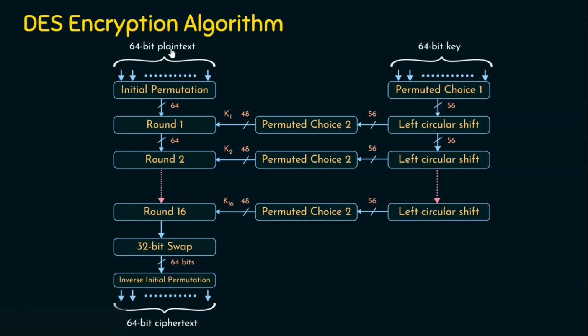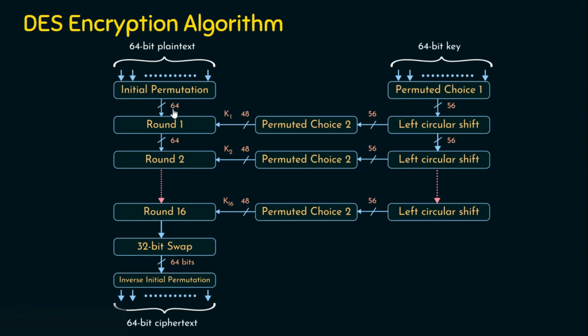And this 64-bit plain text is given to this initial permutation function. So 64 bits are sent to this function, and after doing a permutation, it gives 64 bits as the output. So it's clear that the 64-bit plain text is given to the initial permutation function and it gives 64 bits.